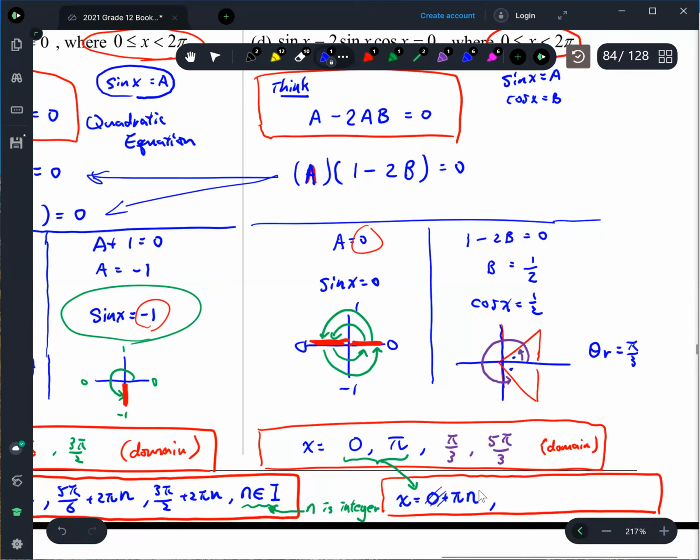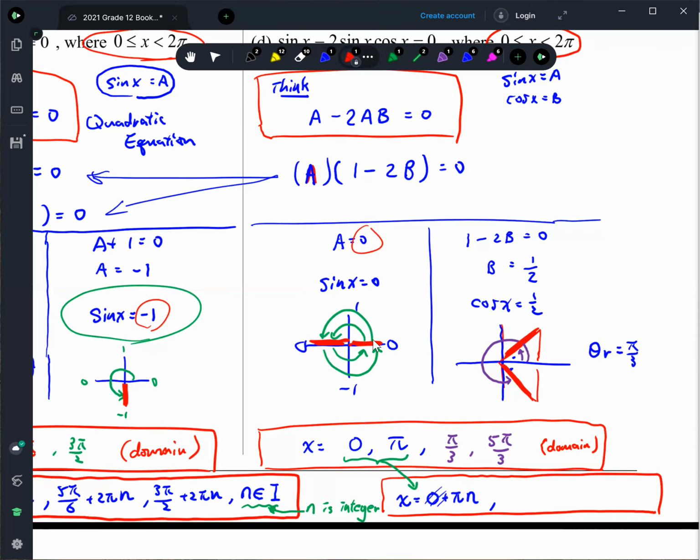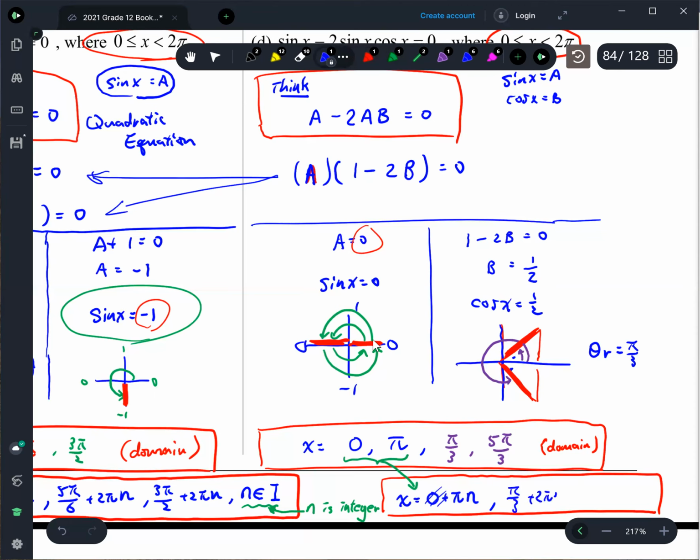Okay, we add pi n because the two arms make straight lines. If they don't make straight lines, for example, like the right hand side now, right? One arm is in the first quadrant, the other arm is in the fourth quadrant, right? They don't make straight lines, then you need to use 2 pi n. You get pi over 3 plus 2 pi n, 5 pi over 3 plus 2 pi n. Because they don't make straight lines, you cannot simplify it.